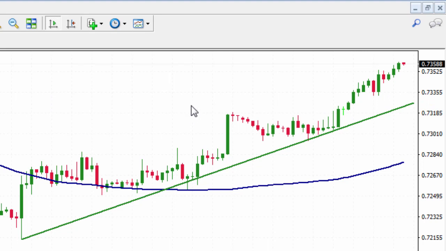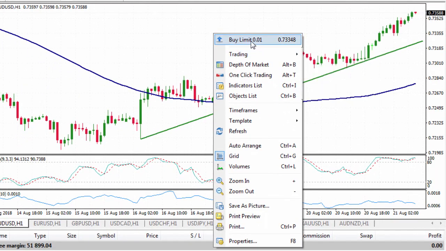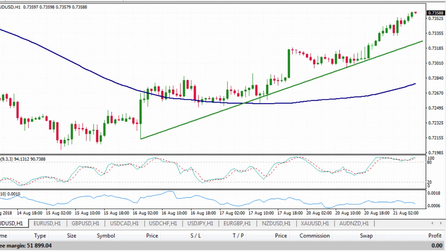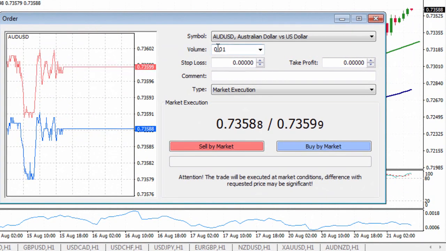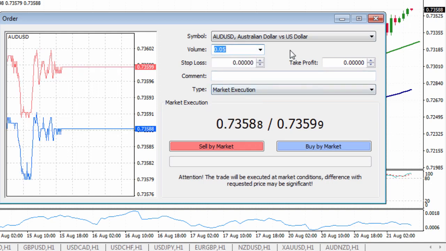Okay, so in order to do that on MT4, we right click anywhere on the chart and we can actually place a buy limit there. But what we'll do, we'll actually go through to place a new order. We'll go through the whole process here. Let me bring it across onto our screen. Now, let's just, for the example, we'll just get set on 0.05.